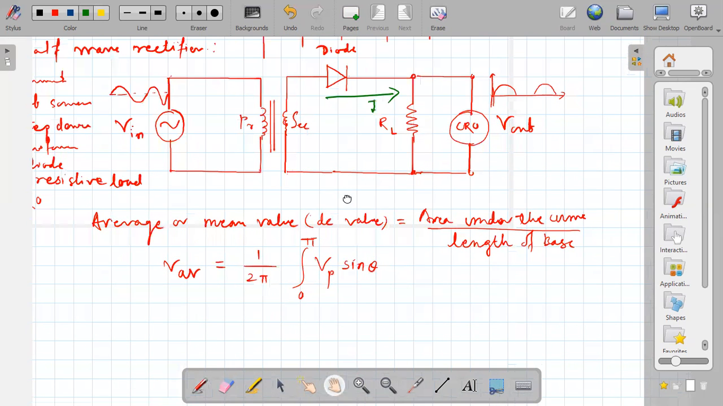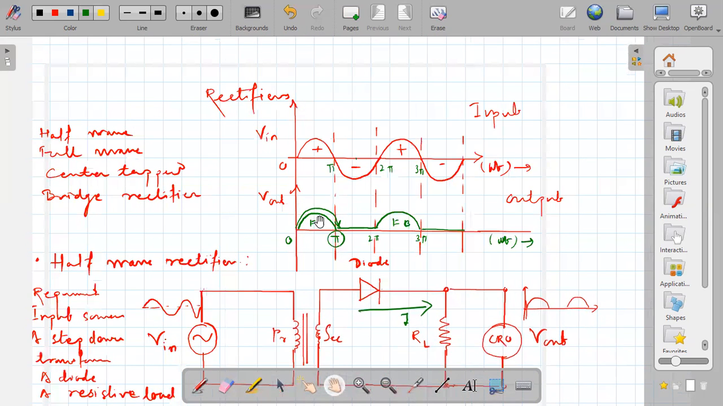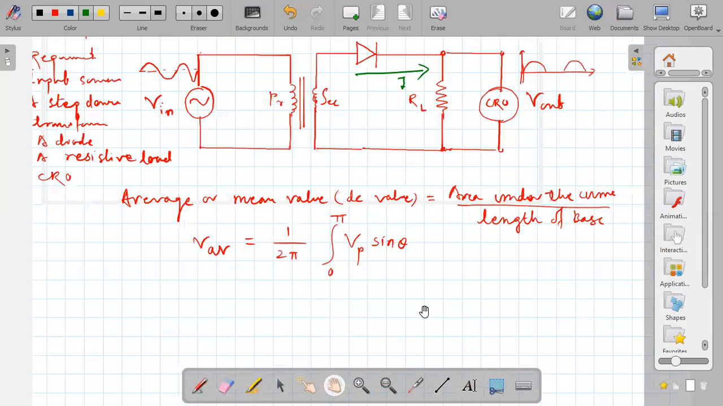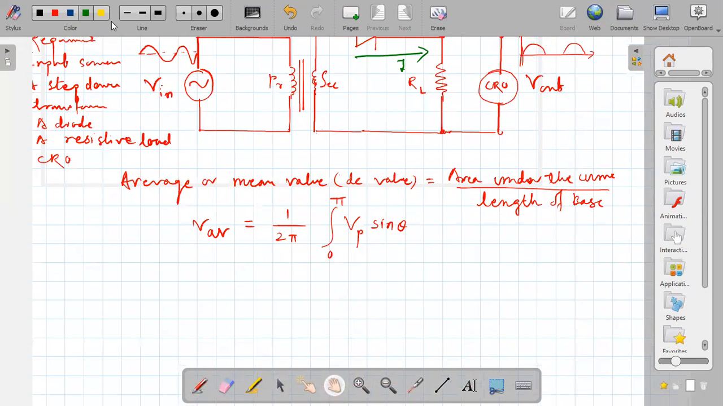Now, what is Vp? Vp is this point, the peak value. Now see, Vp is constant, therefore I will take it outside the integration sign. I will rewrite this equation as Vp upon 2 pi, integral from 0 to pi of sine theta d theta. Now, what is the integration of sine theta?